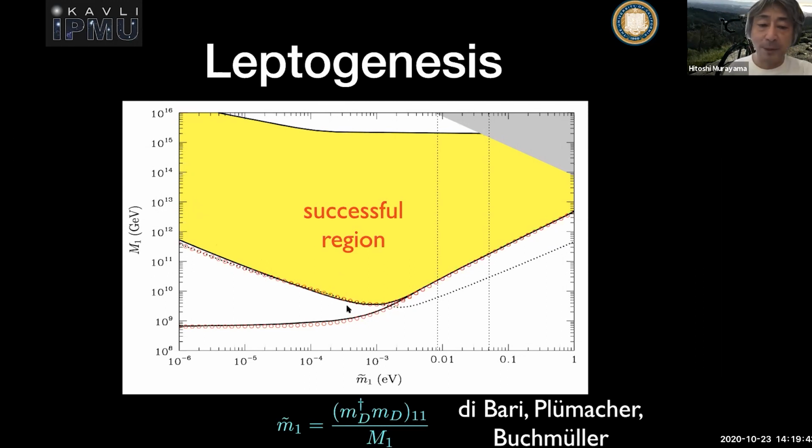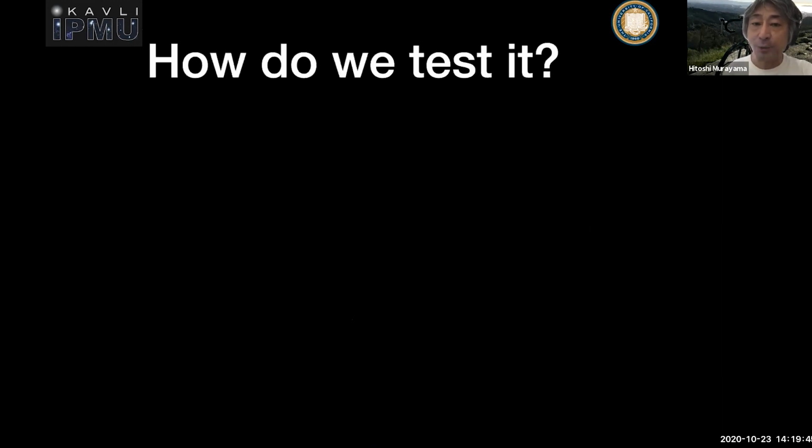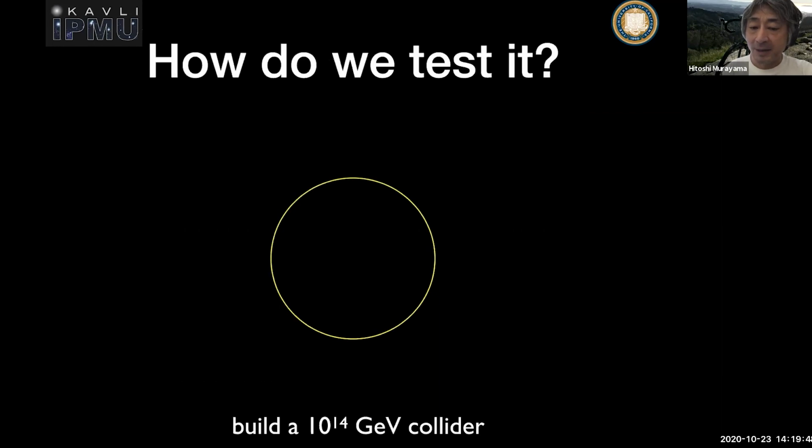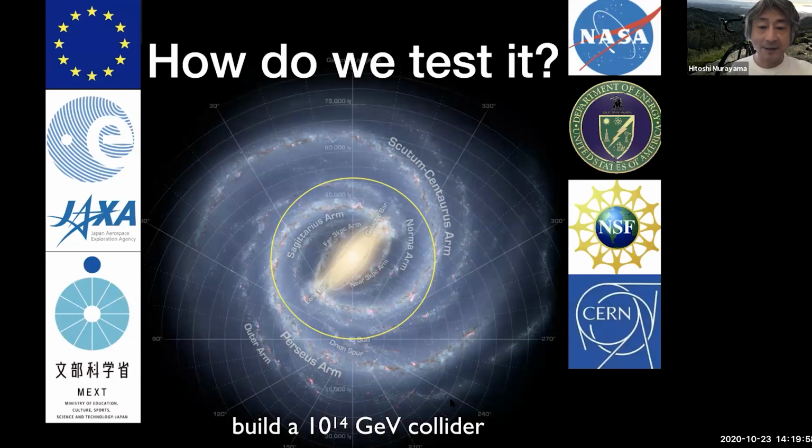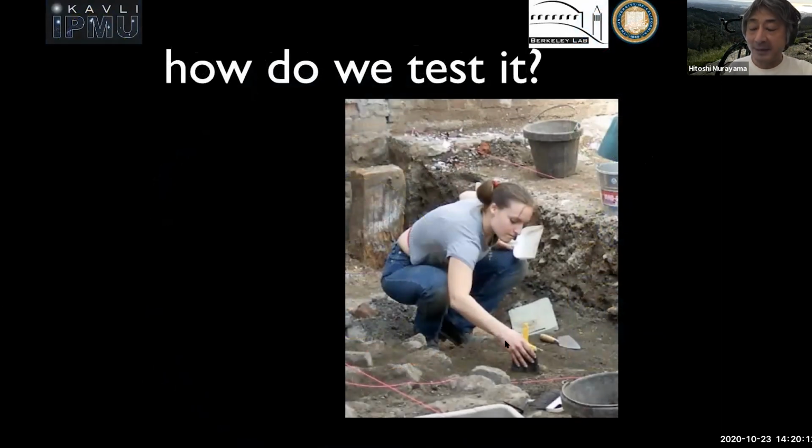For example, if you want to build a high energy accelerator to produce this kind of particle, then you need to build a very, very high energy collider, and with the current state of technology, you would need a collider ring as large as a galaxy. So that would probably require not only international collaboration, but interplanetary collaboration too. So that's not what we're going to see in a lifetime. So you need to look for some circumstantial evidence, and this is what I call archaeology.